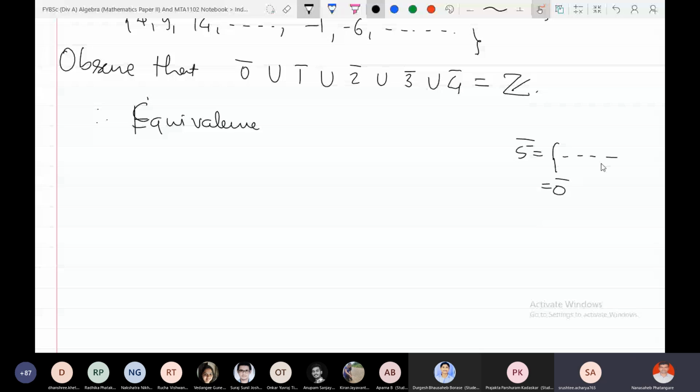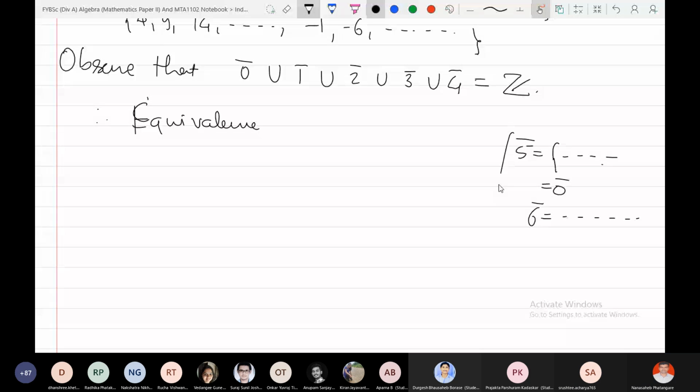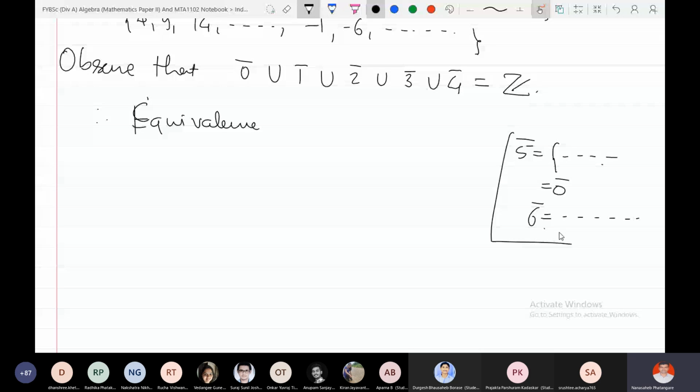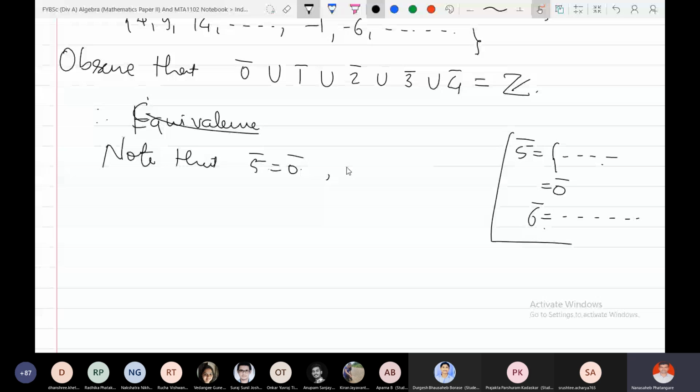You just try this. If you try to find the class of 6, you will get the same as the class of 1. You just check this. Let me note that class of 5 bar is the same as 0 bar. You try to investigate the class of 5, you will get the same as the class of 0. Class of 6 bar is just class of 1 and so on. You check this.